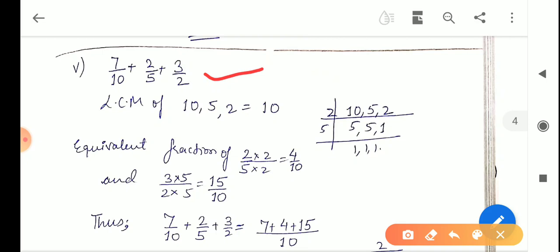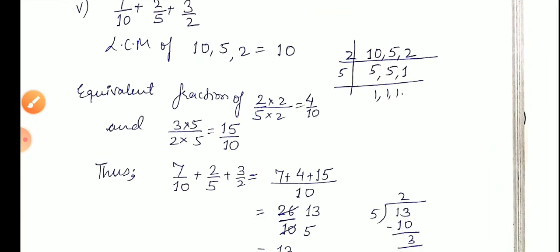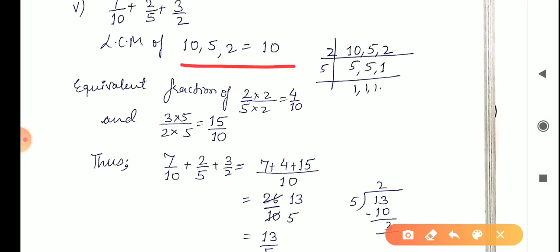Now in the fifth part, the first thing that we see is all three are unlike fractions. Two of them are proper fractions, this and this are proper while this is improper. So first find the LCM of the denominators, that is 10, 5 and 2. It is 10. Now find the equivalent fractions of all three fractions. We see that the equivalent fractions are 4 by 10, 15 by 10, and the next is 7 by 10 itself.